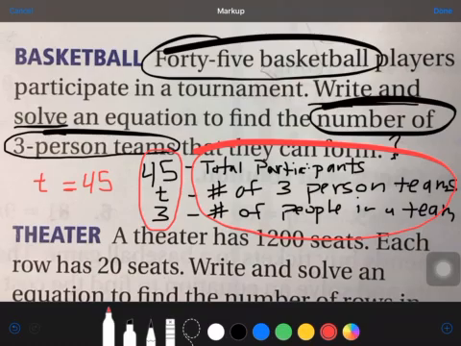And I know that there are 3 people on each team. So that means however many teams there are, I'm going to times that by 3, and that's going to give me the total number of people. So now I have my equation that I can solve. So I've got 3t equals 45. 3 times t equals 45.